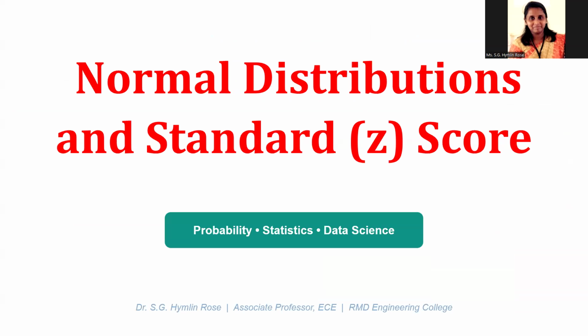Understanding them is essential before moving into hypothesis testing, confidence intervals, and machine learning, all of which assume or rely on normality in some form. So we need to study normal distribution and the standard Z score as a basic topic before learning about hypothesis testing in detail.